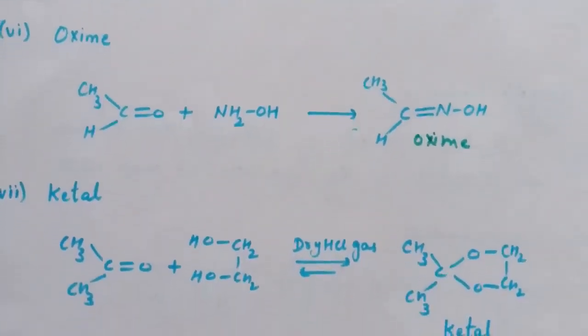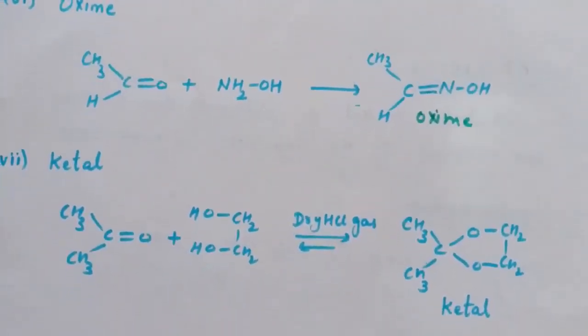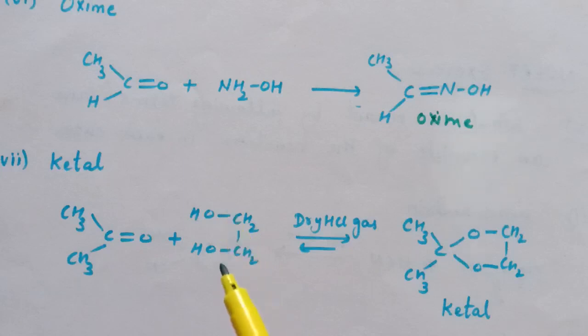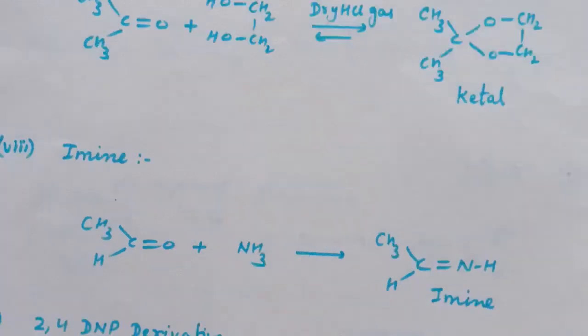Next, seventh, is ketal. Reaction of ketone with ethylene glycol in dry HCl gas: here the bottom molecule is lost and this ketal is formed. Next is imine. When aldehydes or ketones react with ammonia, it results in the formation of imine. Here is the example: reaction of ethanol with ammonia results in the formation of imine.